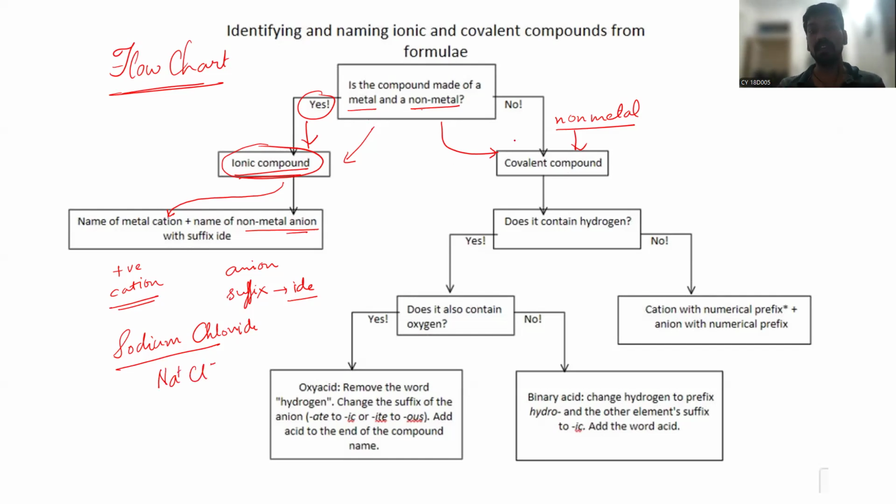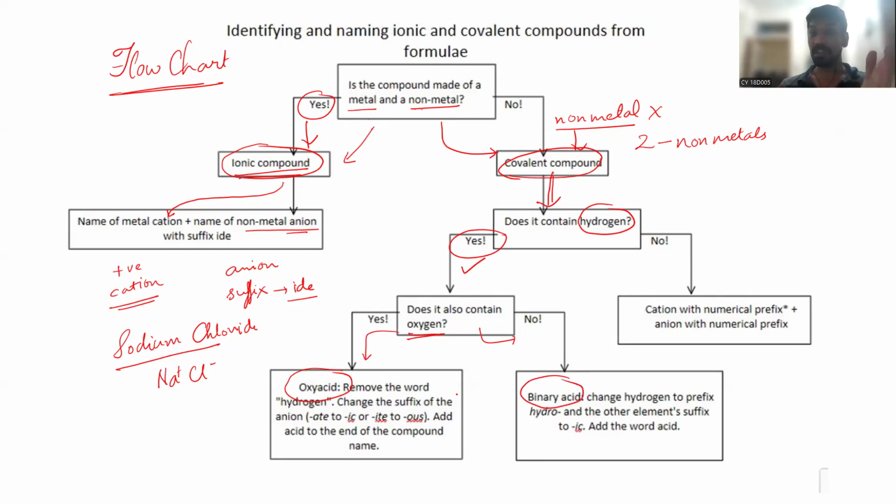On the other hand, if you receive a compound where both elements are non-metals, then it is called a covalent compound. Next, you check whether the covalent compound carries hydrogen or not. If hydrogen is present, the next step is to check whether oxygen is there or not. If oxygen is there, it is called an oxyacid. Otherwise, if oxygen is absent, it is called a binary acid.